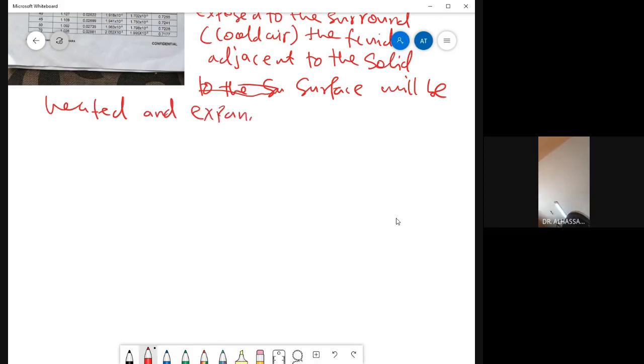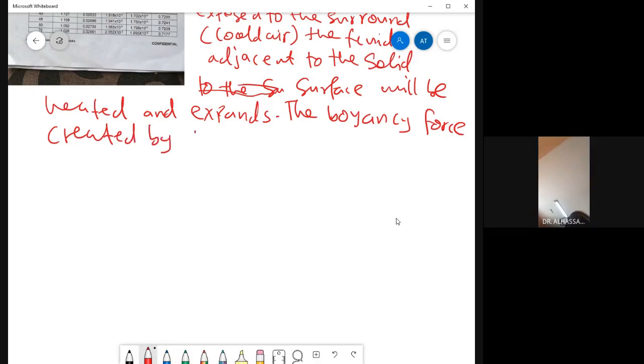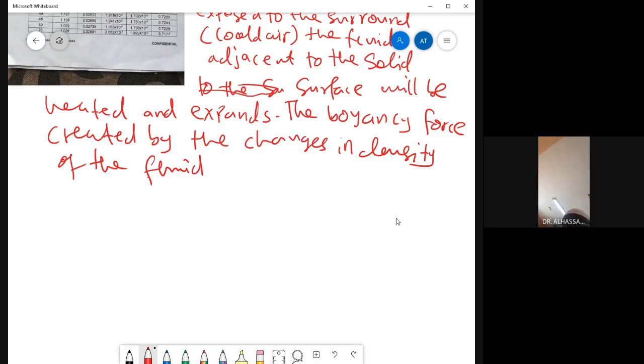The buoyancy force created by the changes in density of the fluid will move up the warm air, the warm fluid.